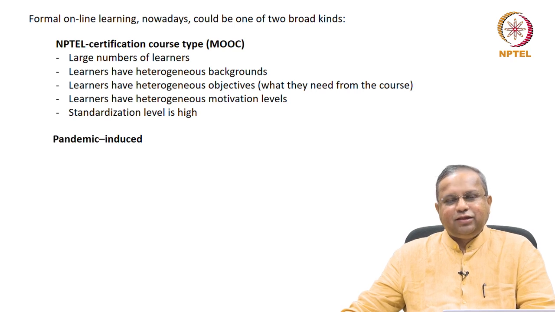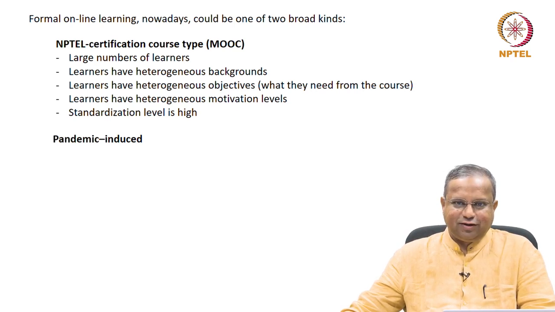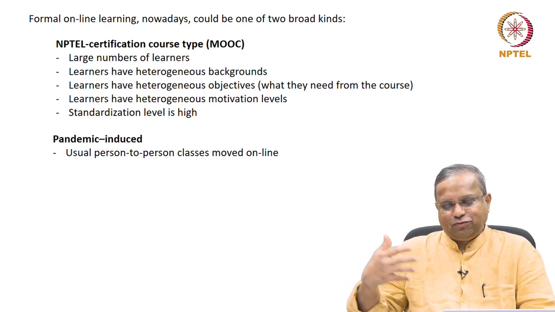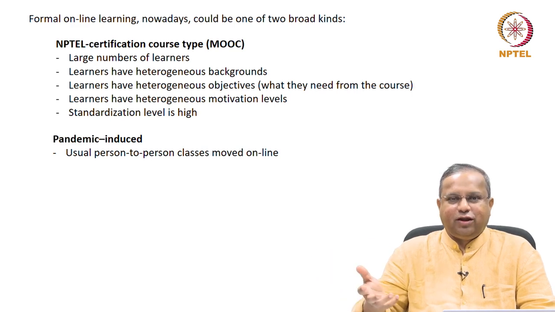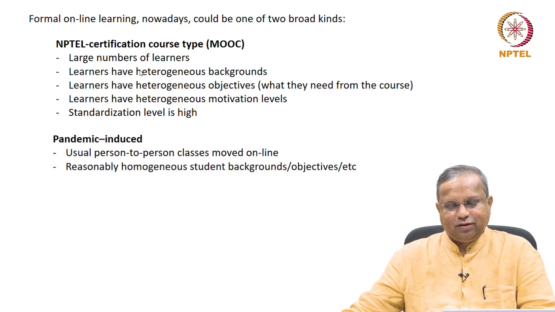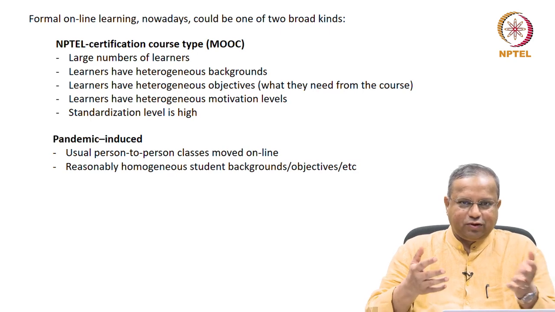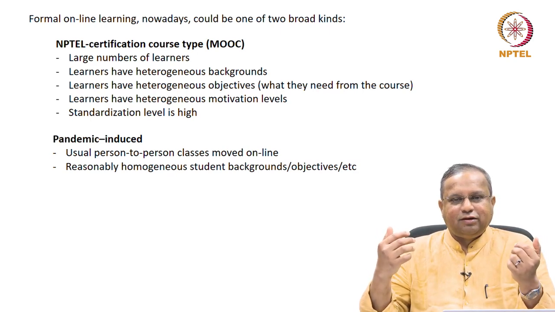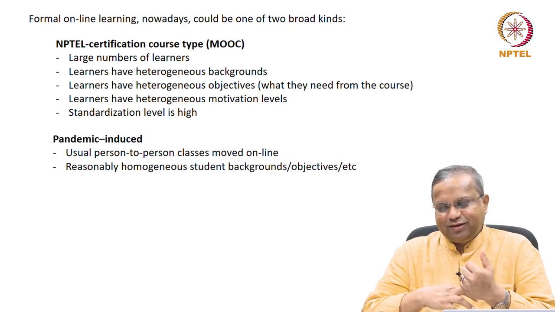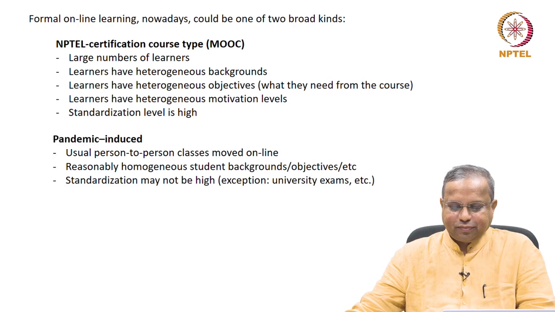Whereas the pandemic-induced is what I call the other type, which is new. The usual classroom, the person to person classes, have moved online. That's what I mean by pandemic induced, because person to person classes are just not possible during the pandemic. The students are reasonably homogeneous in their backgrounds, motivations, objectives, and so on and so forth. They've come into a program, for example, a bachelor's or a master's in biological engineering, say, because I'm from that department. So it's reasonably homogeneous.